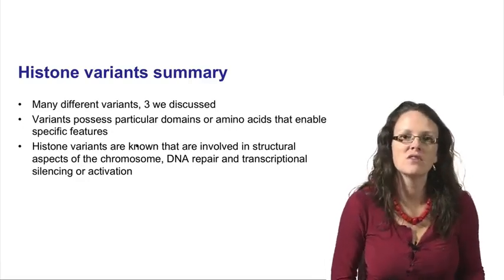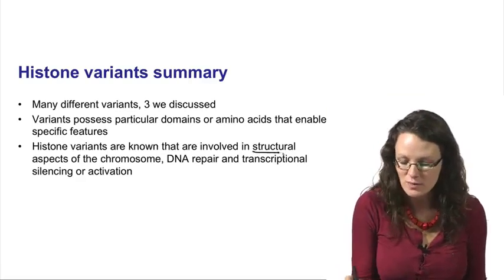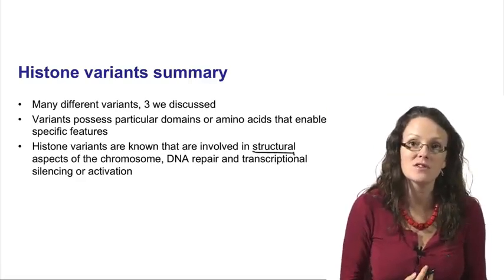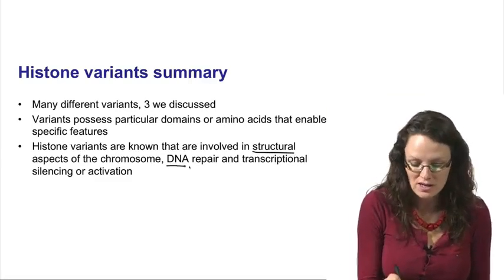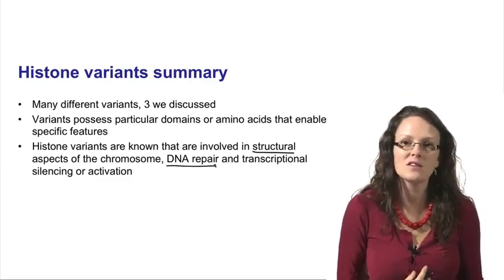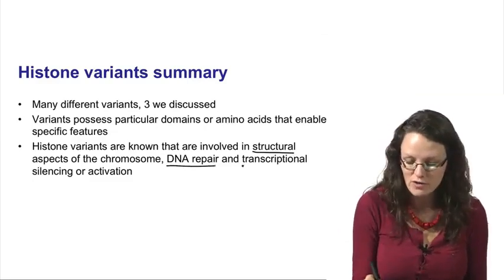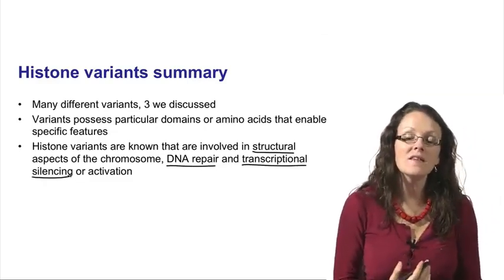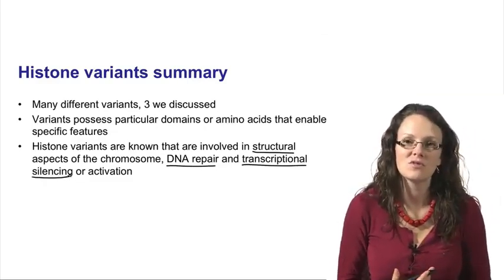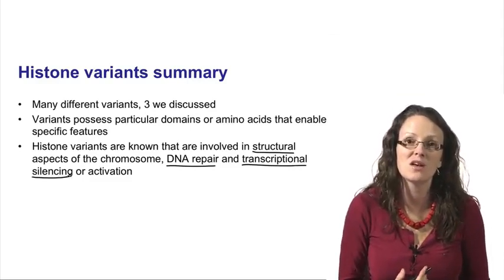So we know that histone variants can be involved in many different things. They can be involved in structural aspects, in other words like CENP-A, which is involved in making the centromere. They can be involved in DNA repair, such as H2AX, which can be phosphorylated and called gamma H2AX, or they can be involved in transcriptional silencing like macro H2A. There are also other histone variants that can be involved in transcriptional activation. And so in these ways, histone variants contribute to epigenetic control.